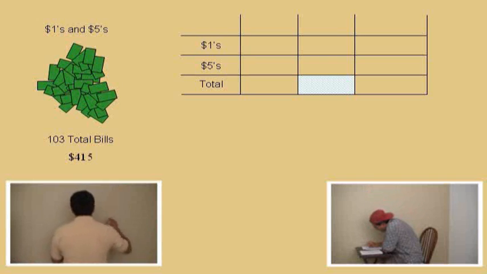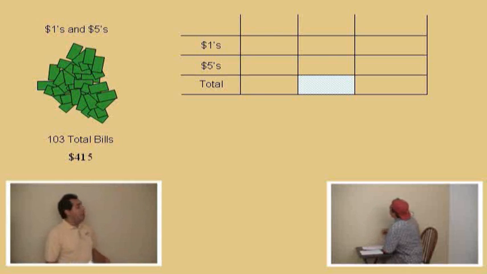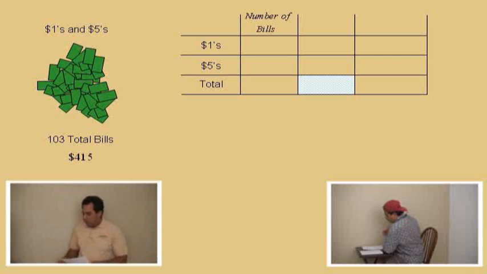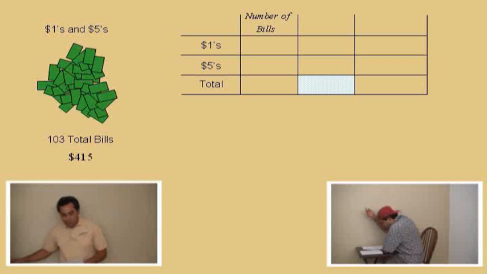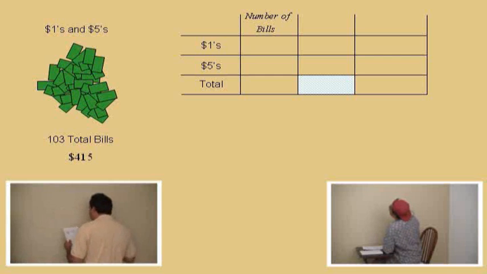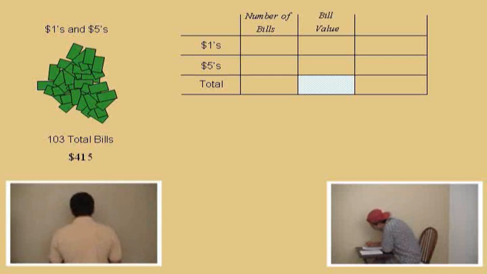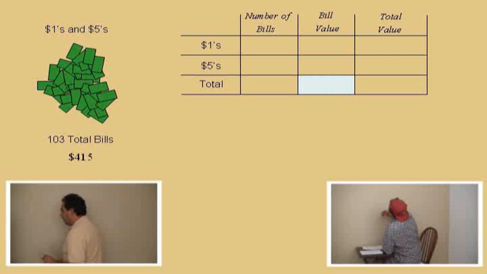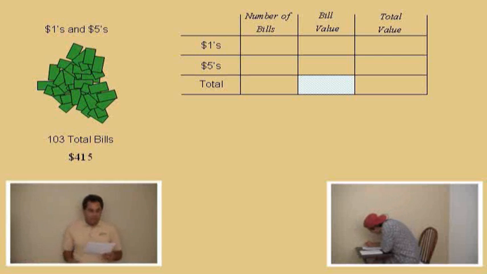Now, our first column, Charlie, if you remember the coin problem, our first column was number of coins. So here, our first column will be what, Charlie? Number of bills. Number of bills, correct. Now, what's our next column? Bill value. Bill value, and then our last column will be what, Charlie? The total value. Total value, just like before, just like with the coins.